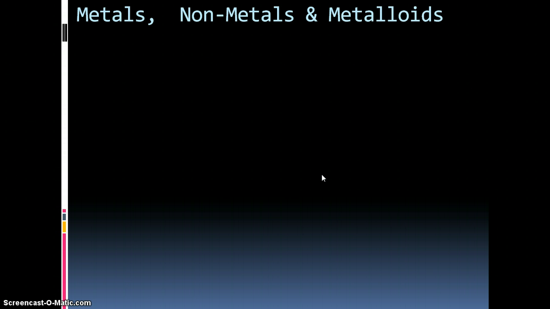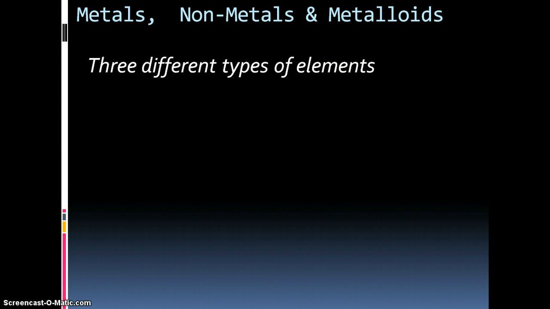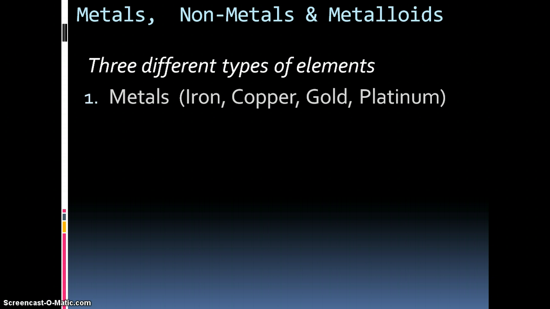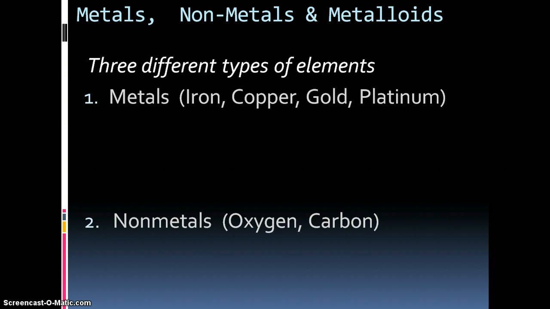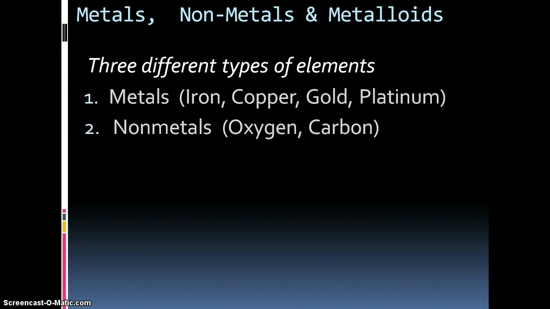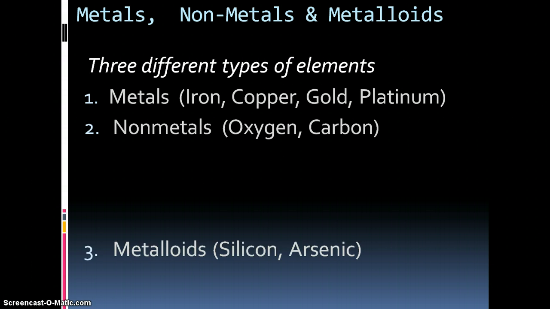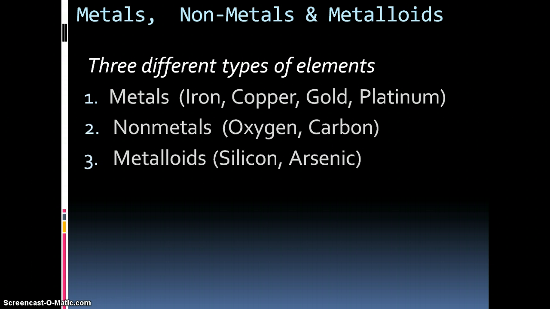Let's talk about metals, nonmetals, and metalloids. There are 3 different types of elements. Metals, for example, iron, copper, gold, or platinum, you don't have to write those examples. Things that are non-metals, like oxygen that we breathe in, or carbon in graphite pencils, or in sugar or organic material like your skin. And metalloids, so that's silicon and arsenic. Not silicone, but silicon that's found in things like insulators, and arsenic, which is a very powerful poison.